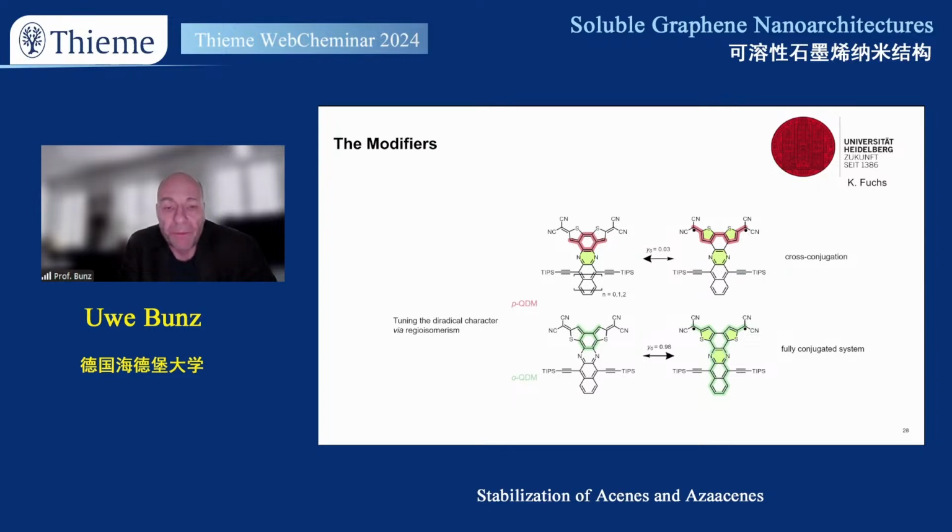In one case, you have a para-quinodimethane species here, which is stable, and so you basically have a very, very small radical character here. And on the other hand, in the lower system, you have an ortho-quinodimethane structure here, where you have basically a fully conjugated system, and you have a stabilization of the radical species here.